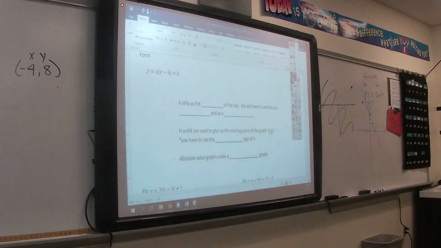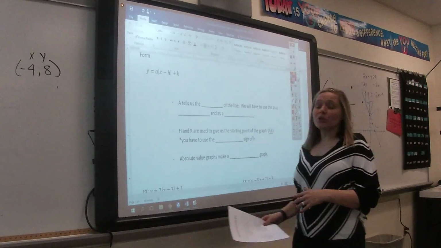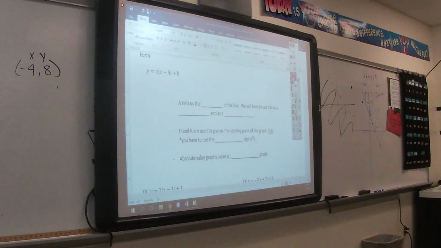So absolute value has this weird characteristic that we normally don't see. So what we're talking about today is not actually a linear function. Okay, it's a function, it's just not linear. So you're gonna notice that the graphs today look very different than the graphs we have seen before.